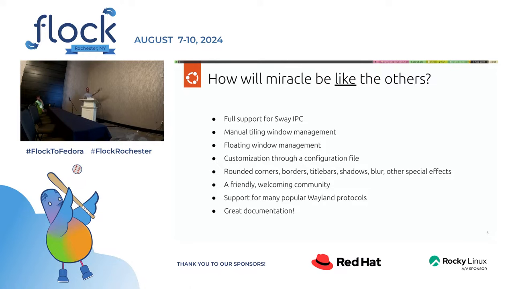So if you're familiar at all with Sway IPC, it's a way that you can programmatically modify your environment. You could say, oh, focus this window. Oh, move this window here. And you could do that all in Python or Go or whoever supports the API.